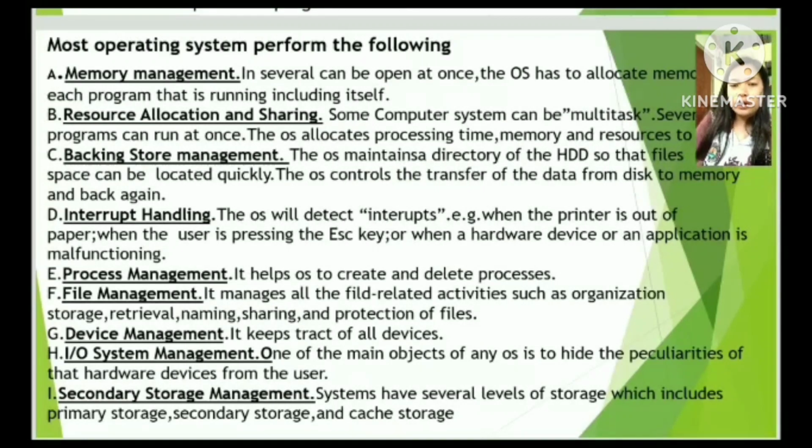Resource allocation and sharing. Some computer systems can multitask. For example, several programs can run at once. The OS allocates processing time, memory, and resources to each.